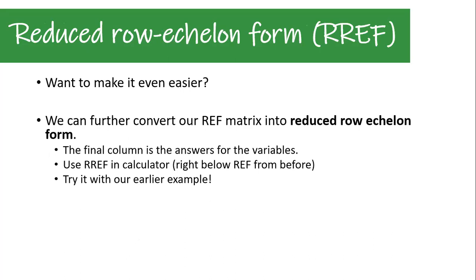Now, if you want to make this even easier, we can further convert our row echelon form matrix into something called reduced row echelon form. And in reduced row echelon form, our final column gives us the answers for each variable. Here, we can use our calculator. We can also get it just as easily, keep on going from REF, keep using those row operations, keep substituting, keep working with it back and forth to get into that format. But for our course, using the calculator is the way I would go.